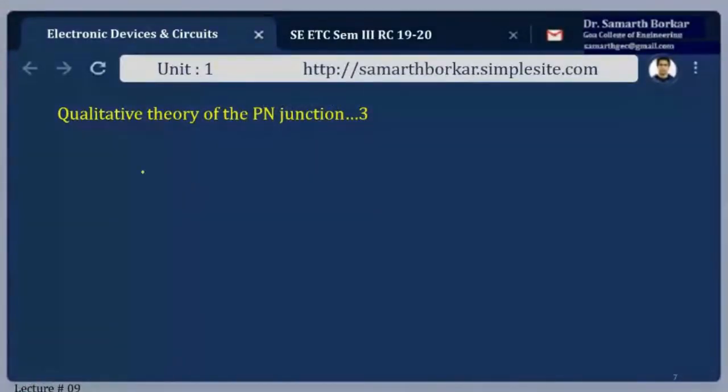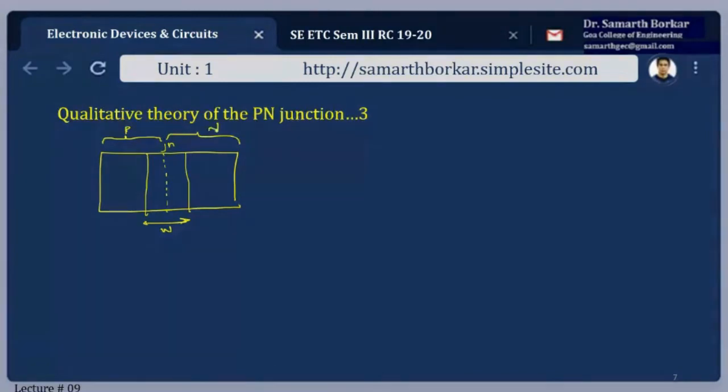Now, let me draw this diagram again. So here we have a junction, and this is the depletion region with width W. Fine, this is the P-type region, and this is the N-type region over here.